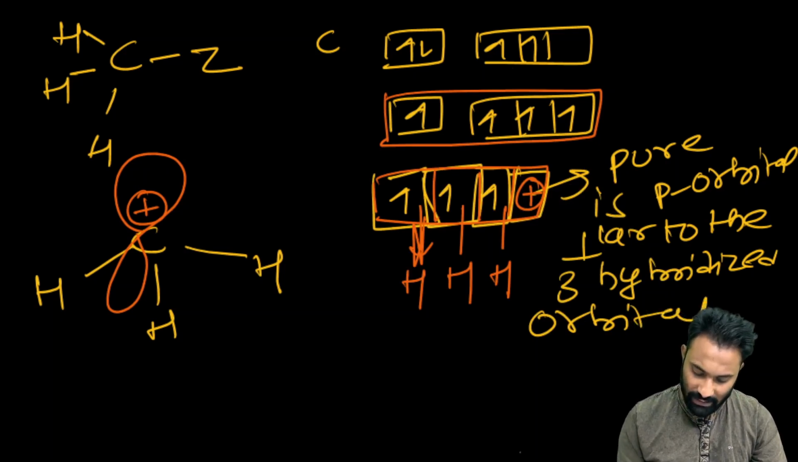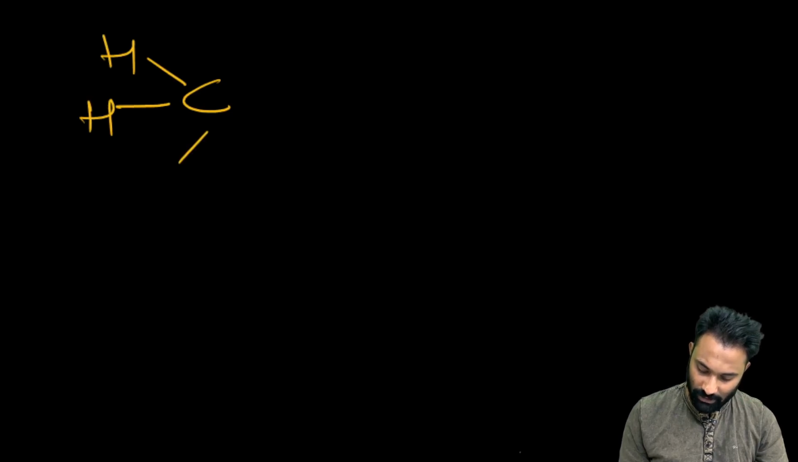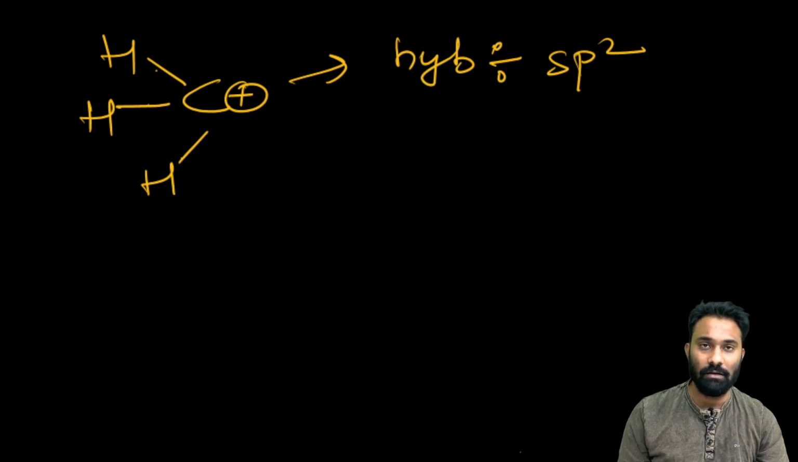Now we have to find the hybridization of this carbocation. The hybridization of this carbocation is sp2, because we have 1 sigma, 2 sigma, 3 sigma. Hybridization number 3, that is sp2. Already I explained this very clearly. If you have missed that lecture, go and see it in the organic playlist in my channel.